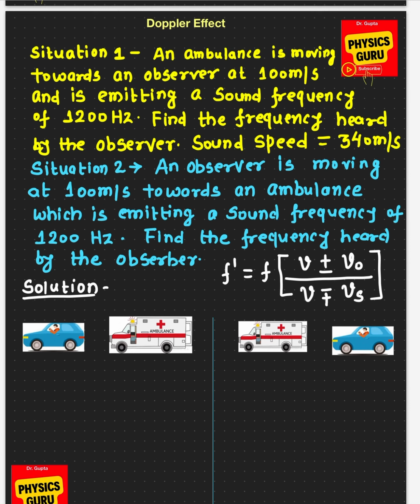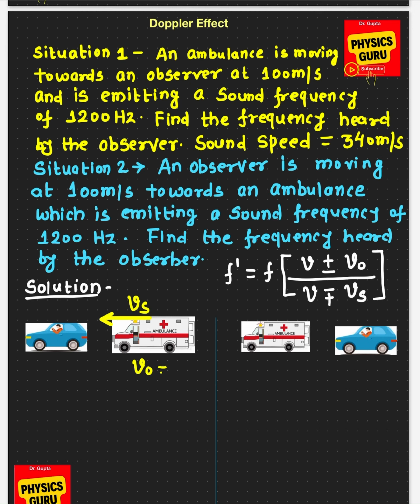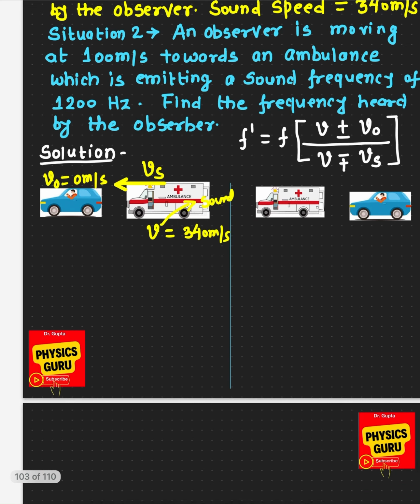So in this case, let me use a different color. The ambulance is moving, and the observer is at rest. This is vs, and it is also emitting the sound. The speed of the sound, v, is 340 meters per second. And this observer, v0, is at rest.